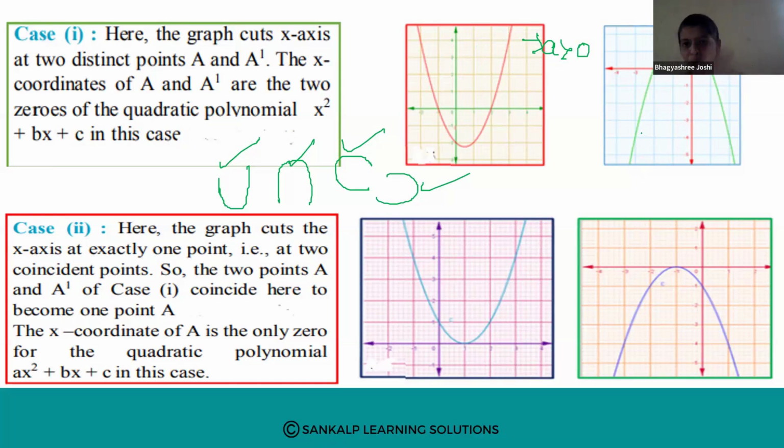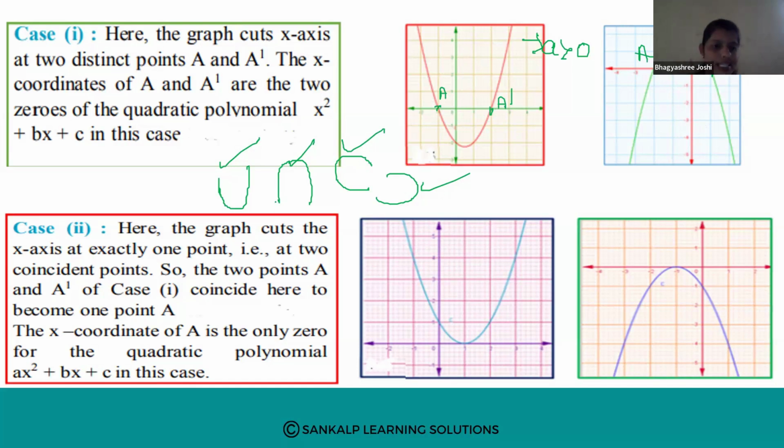Here, ulta U ide. Hengide idu? U downward anta karitare. Ulta U. When will you get such type of graph? When the value of A is less than 0. Remember, when the value of A is less than 0, then you will get such type of graph. Okay, understood? Yes. Next. And in this case, how many zeros does it have? Two zeros. We call them A and A dash. Here, A and A dash are the two zeros of this quadratic polynomial.